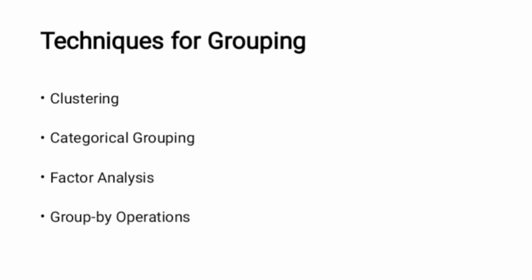The techniques involved in grouping in multivariate analysis. The first technique is clustering. If you have a data set with customer demographics and purchase behavior, clustering can group customers into distinct segments, allowing you to tailor marketing strategies for each group.